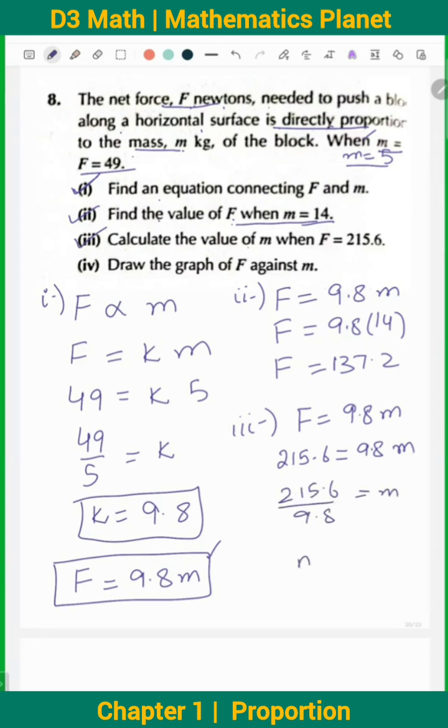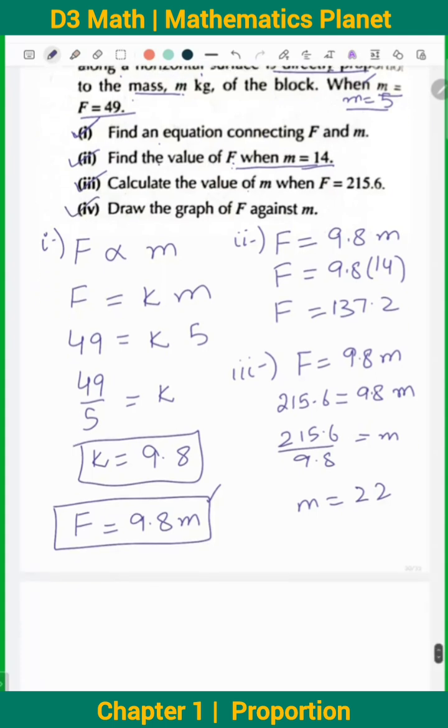What will be m? 2 minutes, ma'am. What will be m now? 22. Okay. So now who is going to tell me how I'm going to draw the graph of F against m?